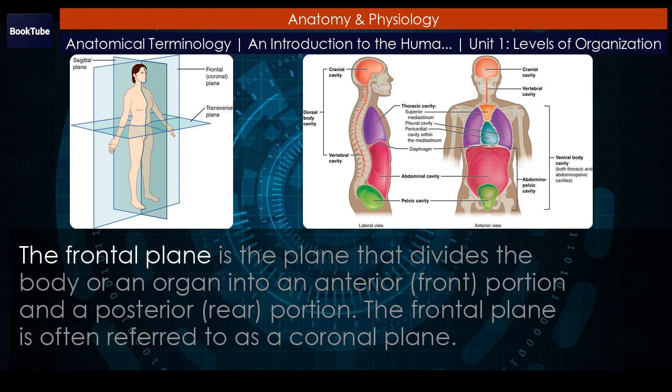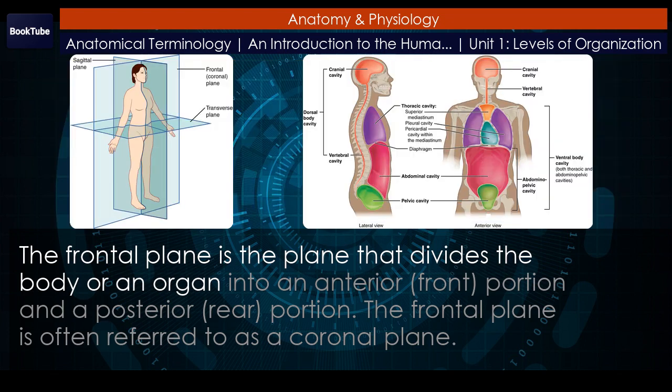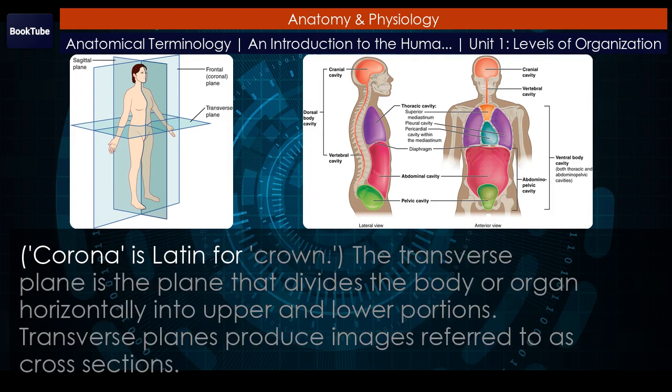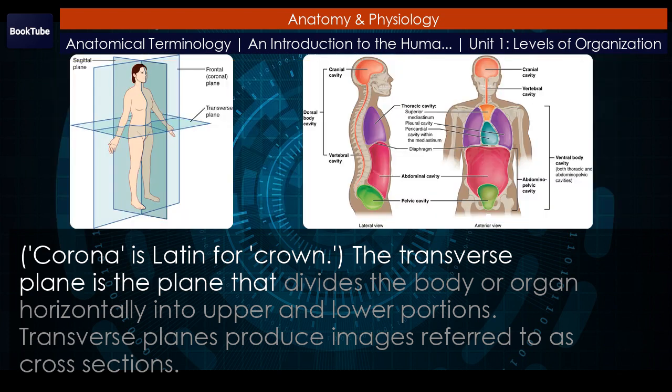The frontal plane is the plane that divides the body or an organ into an anterior (front) portion and a posterior (rear) portion. The frontal plane is often referred to as a coronal plane. Corona is Latin for crown. The transverse plane is the plane that divides the body or organ horizontally into upper and lower portions. Transverse planes produce images referred to as cross-sections.